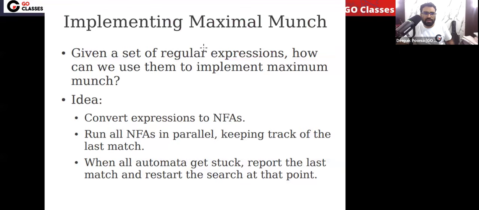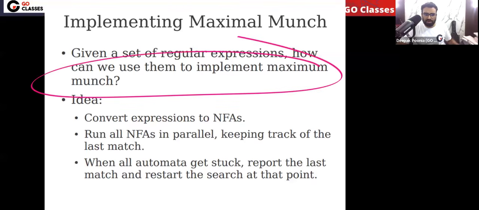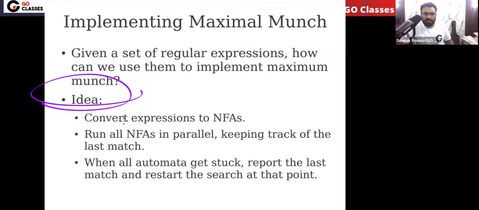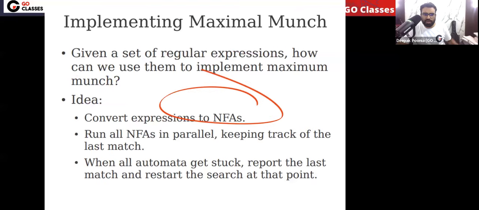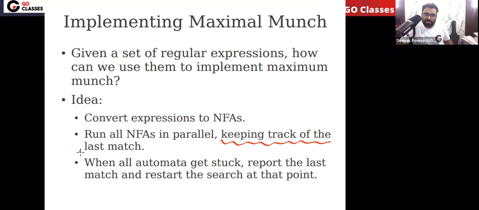because you have a set of tokens, and for those tokens there are corresponding regular expressions. So given a set of regular expressions, how can we use them to implement maximal munch or longest match? So this is the idea. Convert all the regular expressions to NFAs, non-deterministic finite automata. This concept we study in the theory of computation, automata theory subject. So you can see, convert all the regular expressions to NFAs, run all the NFAs in parallel, keep track of the last match. This I already told you. Yes or no? Keep track of the last match.